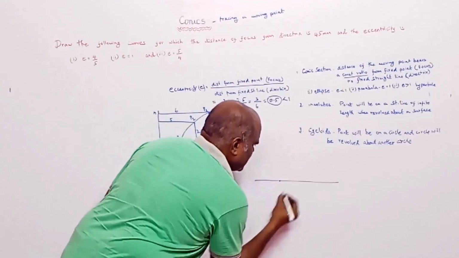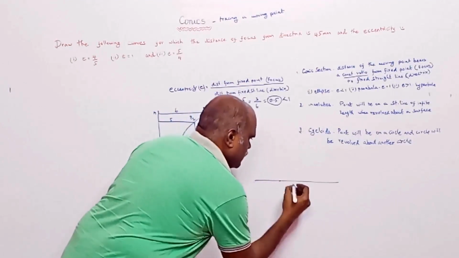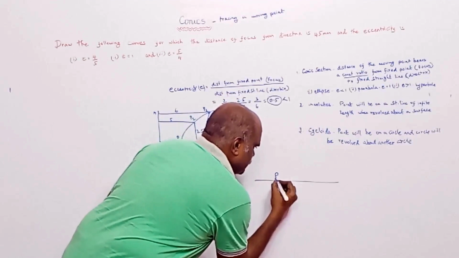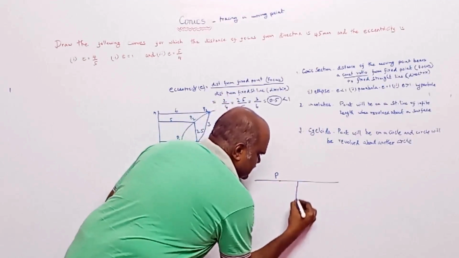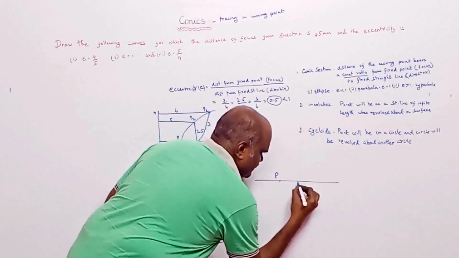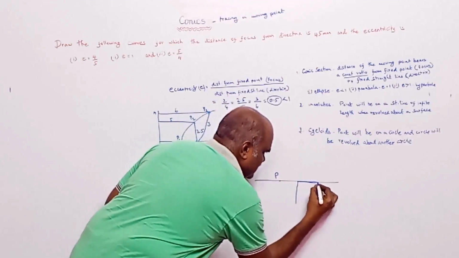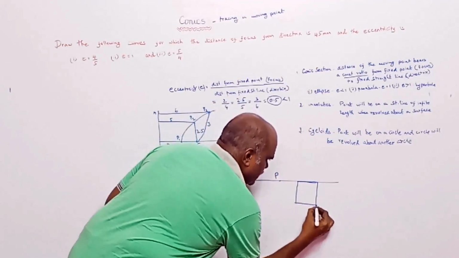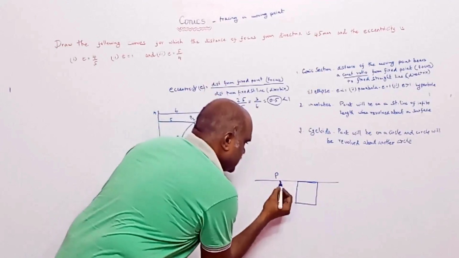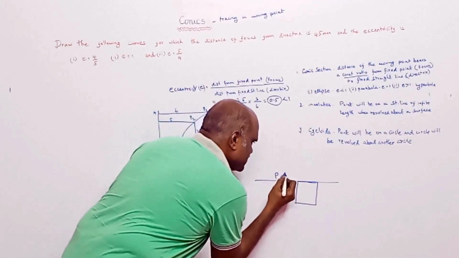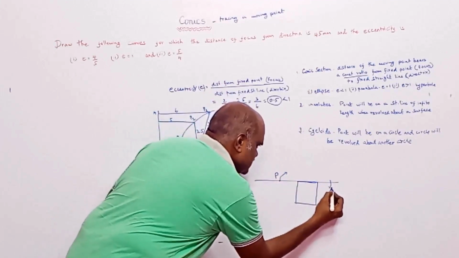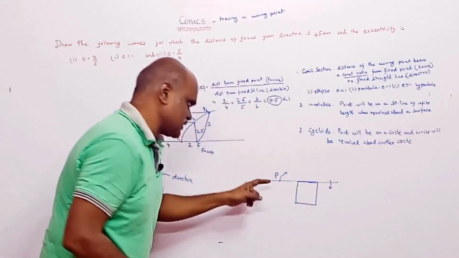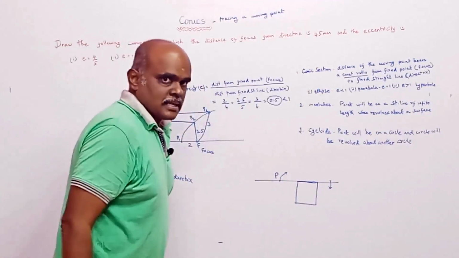In involutes, assume any point P on a straight line, and this straight line will be of infinite length. When this straight line is revolved over another surface, then the path traced by this point P is known as an involute.